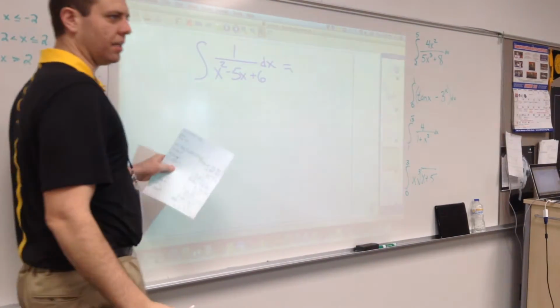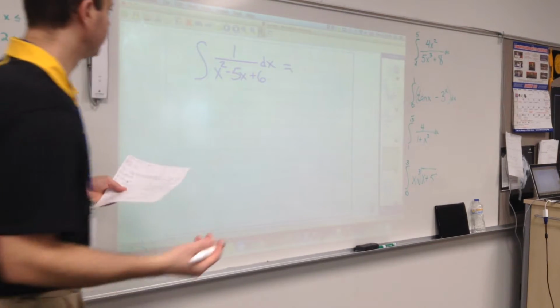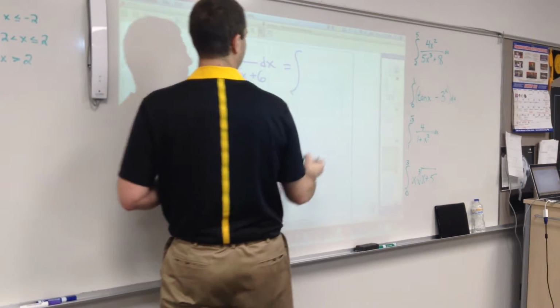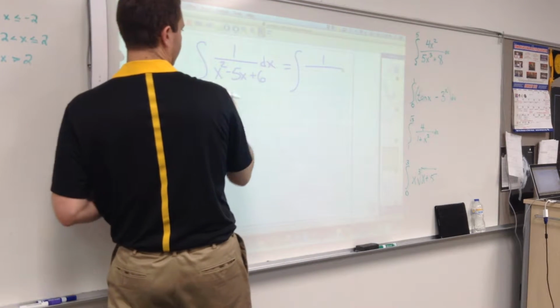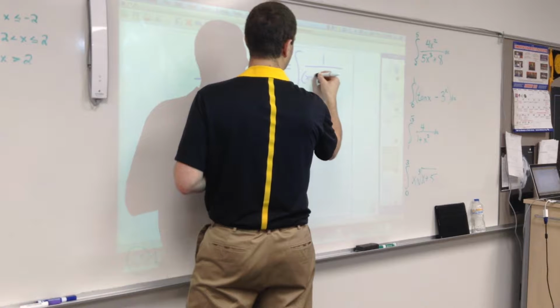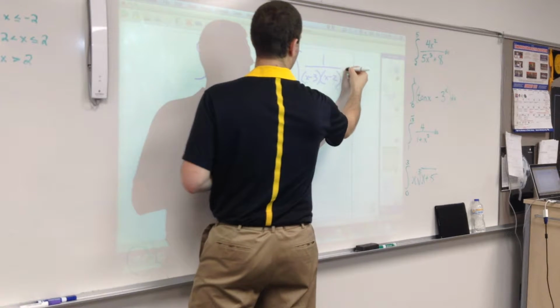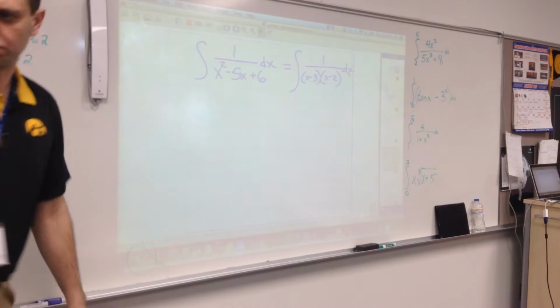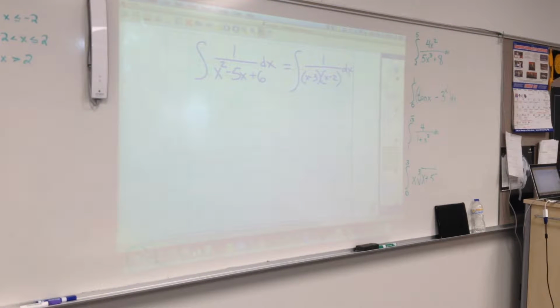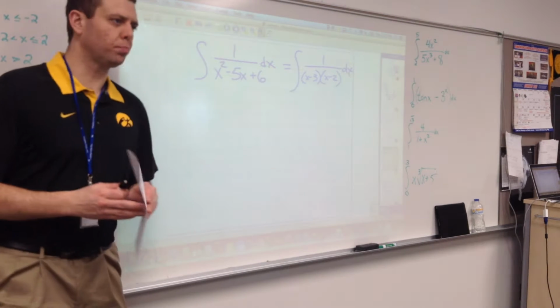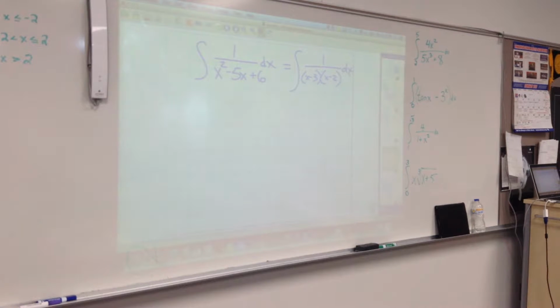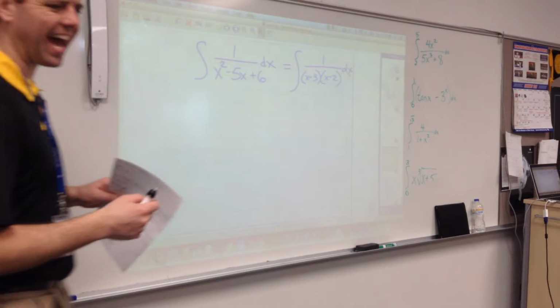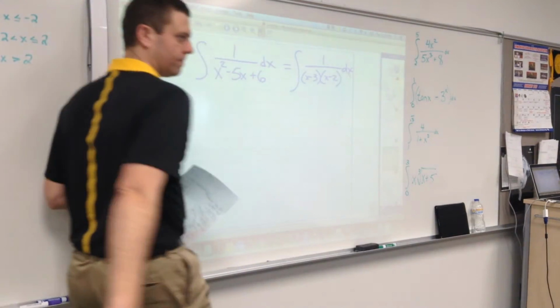The first thing I would recommend is to factor your denominator. So that'd be the integral of 1 over x minus 3, x minus 2. So I'd factor the denominator. Your goal is to somehow split this up into two separate fractions so that when those two fractions are added together, this is your answer.